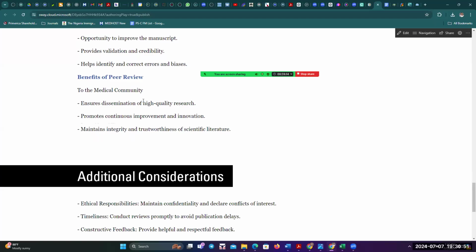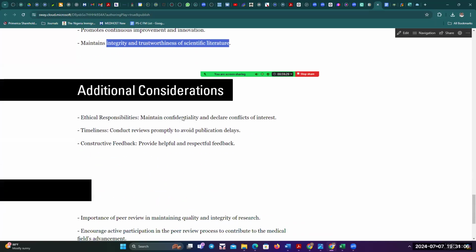And then to the medical community, it ensures that we consistently keep producing high quality research, promotes continuous improvement and innovation, and maintains integrity, which is very, very important, critical. Maintain the integrity and trustworthiness of scientific research.